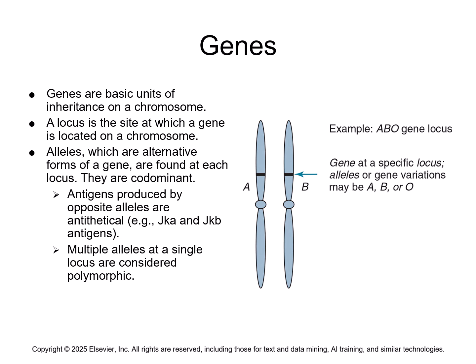In the case of A and B, both A and B are codominant, meaning that A is going to be expressed equally as B. These antigens produced by opposite alleles are antithetical. So another example is JKA and JKB. Those are located at the same spot on that particular chromosome. Multiple alleles at a single locus are considered to be polymorphic.